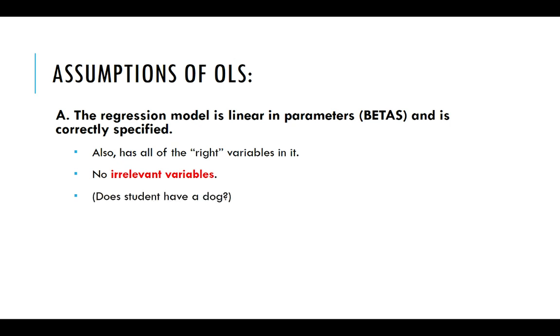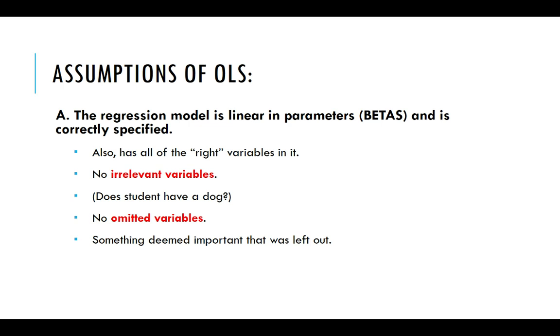in the model. For example, in my study of absences and test scores, should I add a variable: does the student have a dog? I don't think that's a relevant variable when we're talking about test scores. So I shouldn't include those kinds of things. But I also need to have no omitted variables. And omitted variables are things that are deemed important, but they were left out.